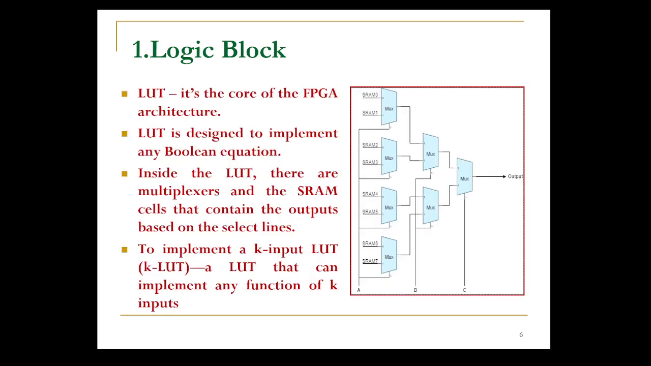And LUT is the core of the FPGA architecture. It is designed to implement any Boolean function, like x = a + b, y = a · b. Any Boolean function can be implemented. Inside the LUT, there are MUX multiplexers and SRAM cells. So we can see here various SRAM cells ranging from SRAM 0 to SRAM 7, and we have many multiplexers over it that produce the output based on the select lines. So it is used to implement K-input LUTs.